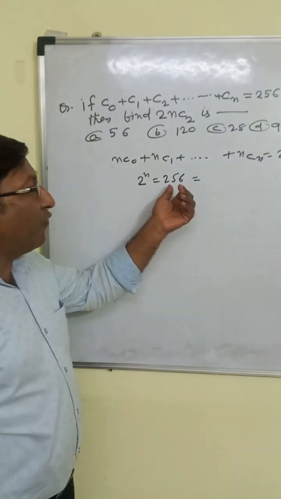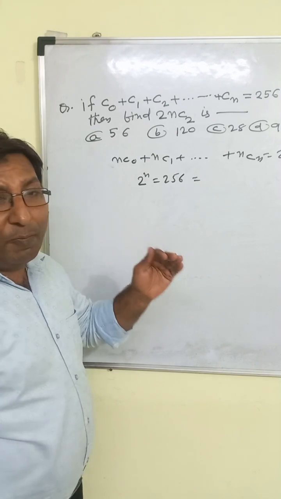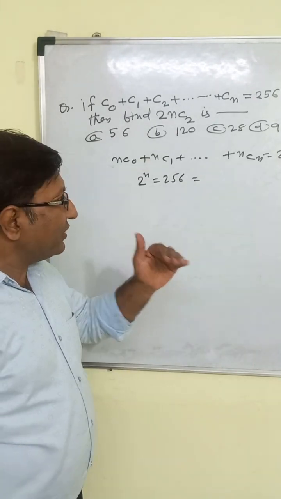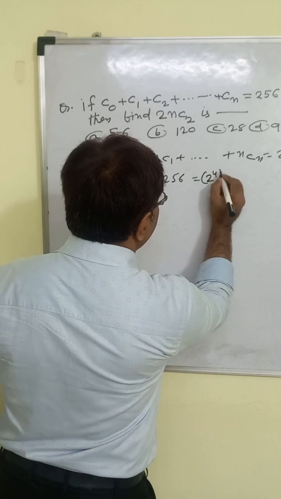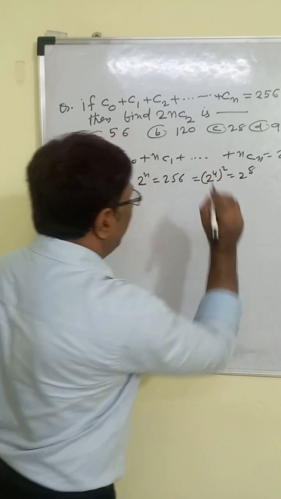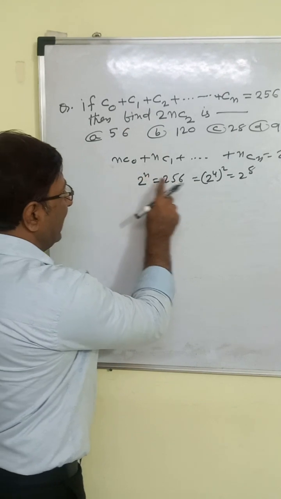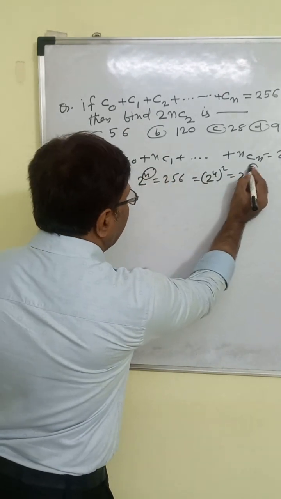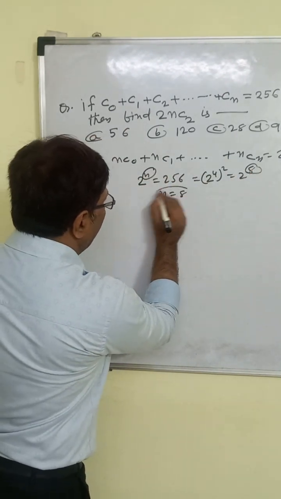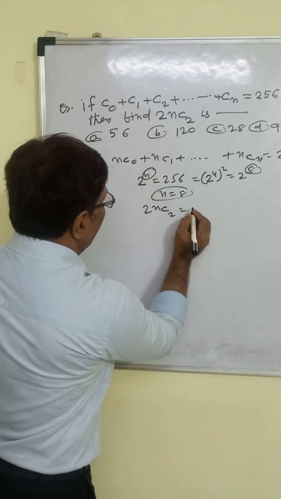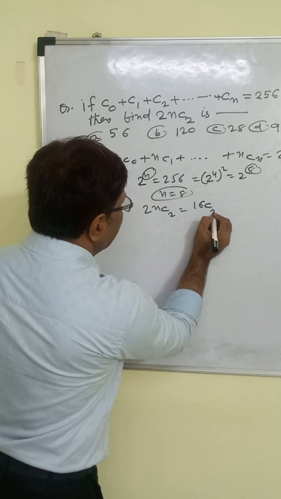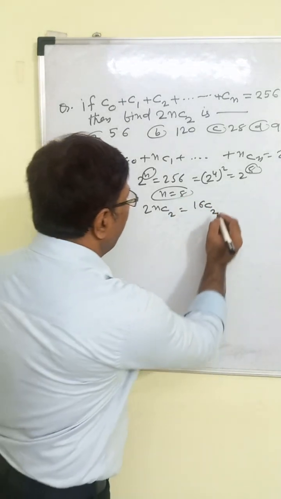And we know 256 when we change it into a power of 2: 2 power 4 is 16 and 16 squared, you will get 2 power 8. So here 2 to the power n is 2 to the power 8, so n will be 8. We have to find 2nC2. So 2 into 8 is 16. We need 16C2.